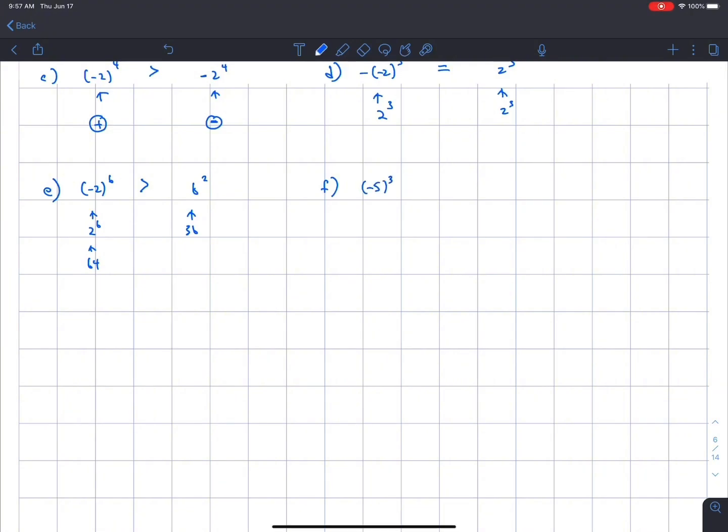Negative 5 to the power 3 and negative 3 to the power 5. Negative 5 to the power 3, so this will just be negative 125, because negative 5 times negative 5 times negative 5 is negative 125. Negative 3 to the power 5 will be negative 243. You just use negative 3 multiplied by itself 5 times. So negative 125 is bigger than negative 243. Because for a negative number, the bigger the number, the smaller it gets.